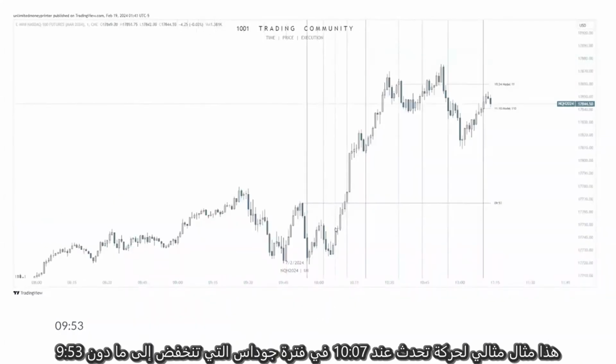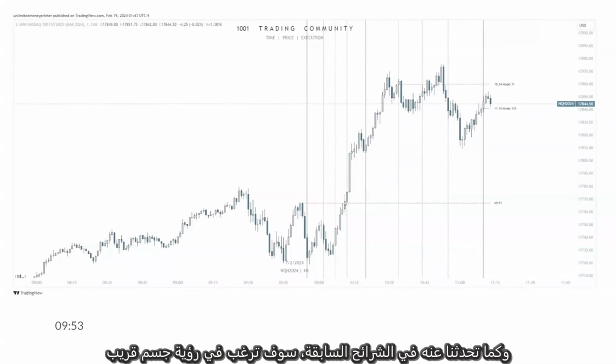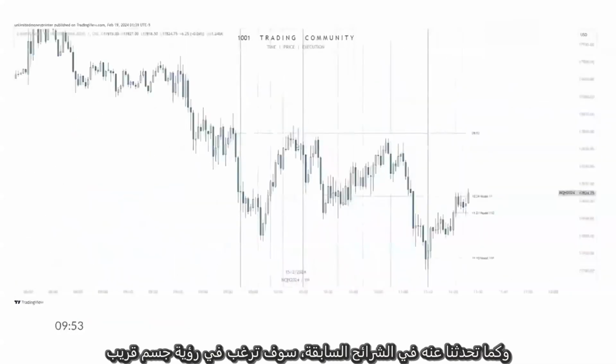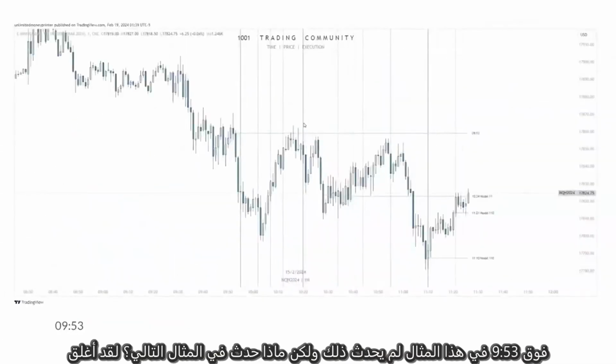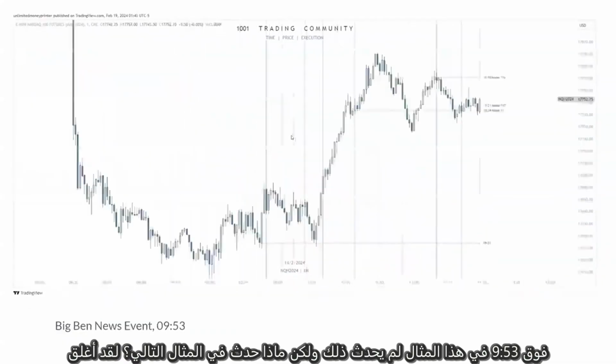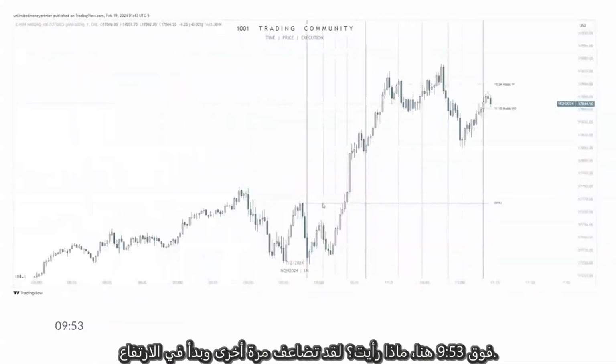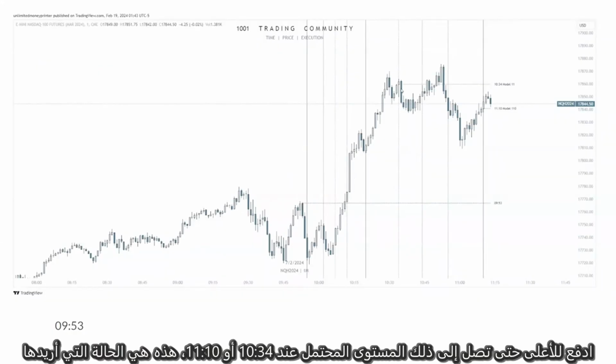Here is a perfect example of a move occurring at 1007. Inner interval of Judas goes beneath 953. And just as we talked about in the previous slides, you're going to want to see a body close above the 953, right? In this example, it did not. But what did it do in this next example? It closed above the 953 right here. And what did you see? It ticked to it one more time, and it started to push up all the way until that potential terminus of 1034 or 1110.